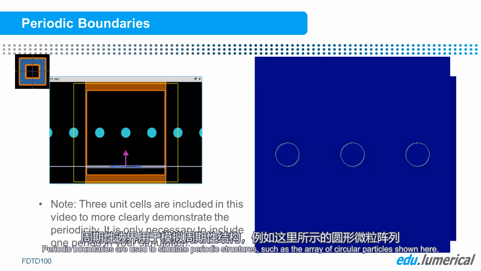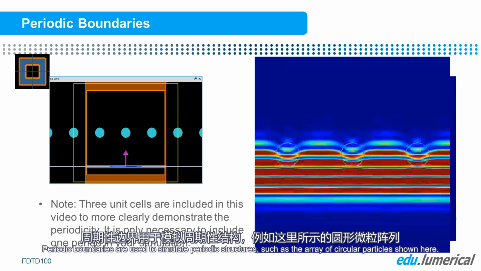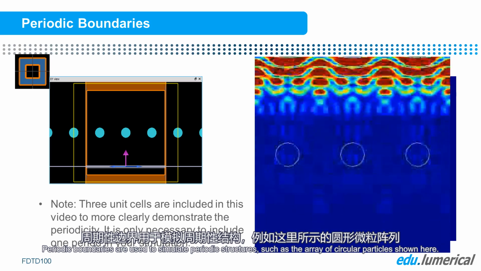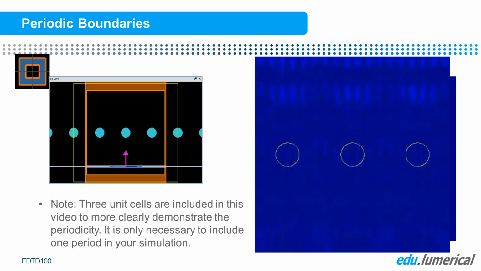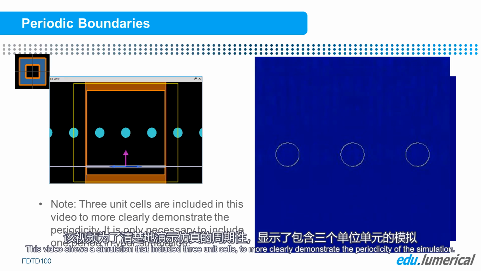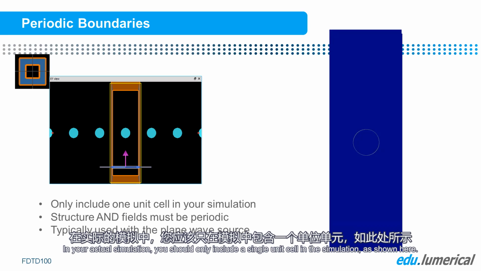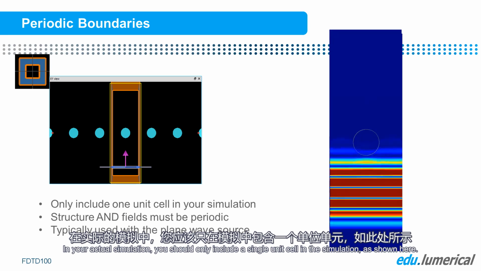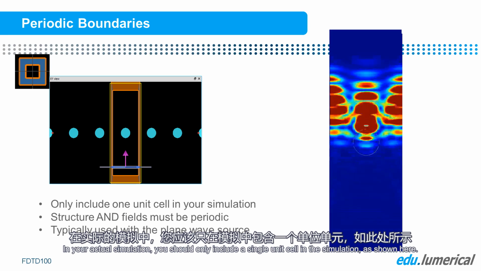Periodic boundaries are used to simulate periodic structures such as the array of circular particles shown here. This video shows a simulation that included 3 unit cells to more clearly demonstrate the periodicity of the simulation. In your actual simulation, you should only include a single unit cell in the simulation, as shown here.